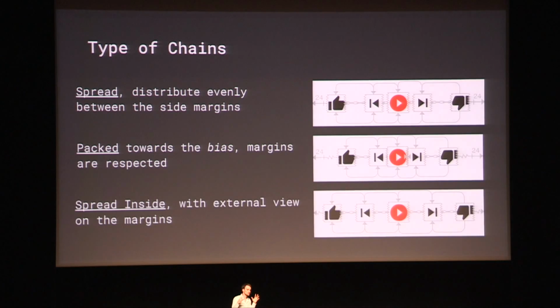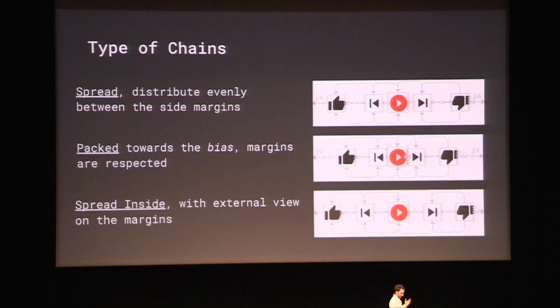And finally, there is spread inside, which is very similar to spread, but there is a slight difference, which I had a hard time understanding at first. It's going to first place your external components to the constraints, and then distribute evenly the other components inside those two components that are already constrained.